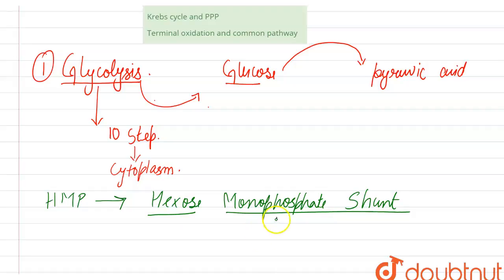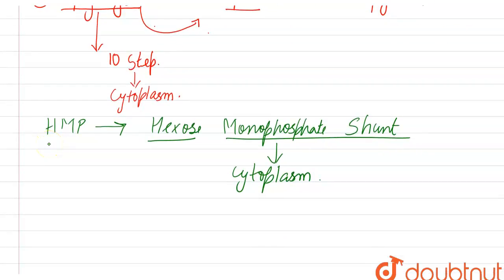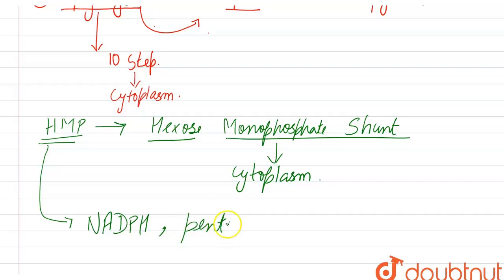This process also takes place in the cytoplasm. So both of the processes take place in the cytoplasm of a cell, and it is more active in the liver, mammary glands, and adrenal cortex of the adrenal glands in humans. So what happens in this HMP pathway? It usually generates NADPH. After the completion of this process, it generates NADPH and also generates pentose sugar, and also ribose 5 phosphate.